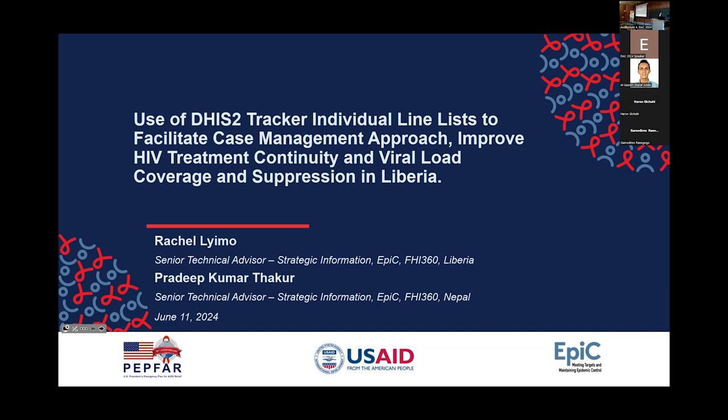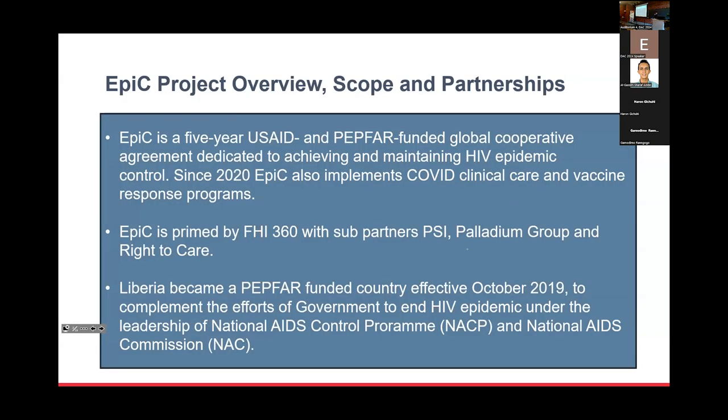So before we go to the main sessions, I would like to say something about our project. EPIC is a five-year USAID PEPFAR-funded project, which is for achieving and maintaining HIV control. EPIC is led by FHI 360 with sub-partners PSI, Palladium Group, and Right to Care. Liberia became a PEPFAR-funded country effective from October 2019, to complement the efforts of government to end the HIV epidemic under the leadership of the Ministry of Health of Liberia.